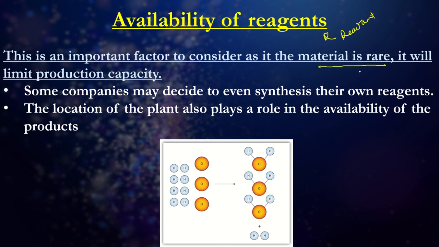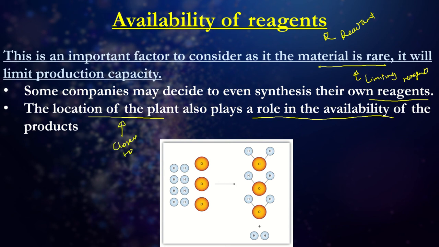If a material is rare, then obviously we can have limiting reagent effects there. Some companies might decide to synthesize their own reagents, so maybe if you are in need of a particular chemical, like sulfuric acid, you produce your own sulfuric acid in your own factory. The location of the plant also plays a role in terms of the availability of the products. Obviously, the closer you are to the resource, the better.